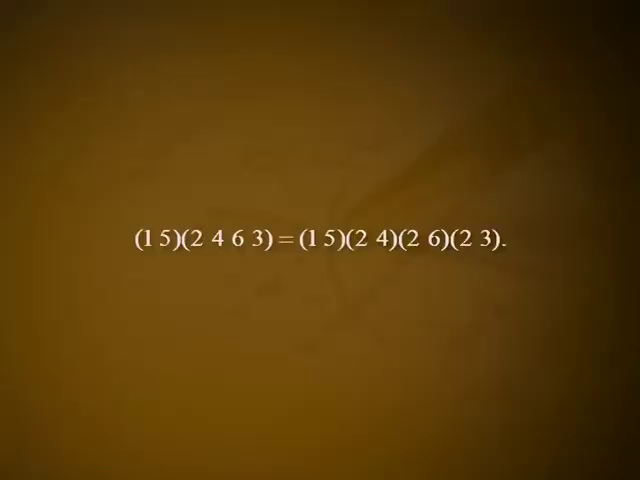Solution: the cycle representation of the given permutation is (1 5)(2 4 6 3), which is equal to (1 5)(2 4)(2 6)(2 3). Here the transpositions are (1 5), (2 4), (2 6) and (2 3). Thus, the given permutation can be expressed as the product of an even number of transpositions and hence the permutation is even. The alternating groups.